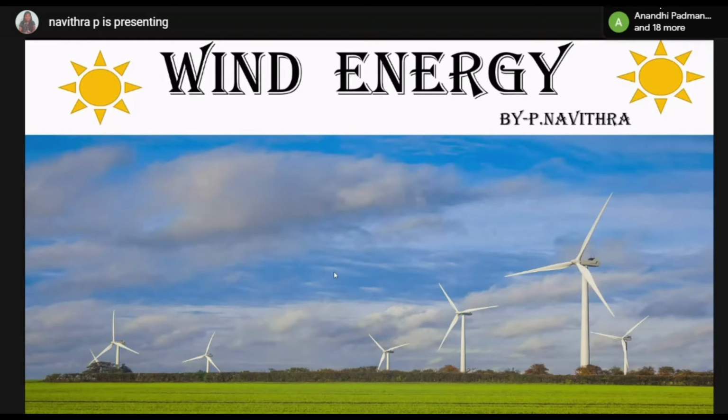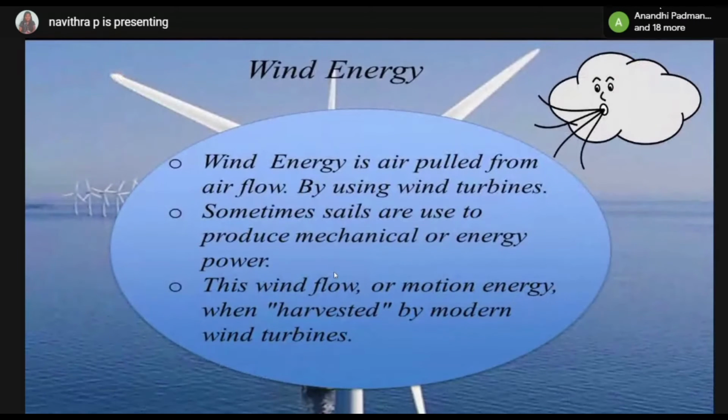I am going to speak about one of the non-conventional sources, which is wind energy. Wind energy is energy harnessed from airflow by using wind turbines. Sometimes sails are used to produce mechanical power.